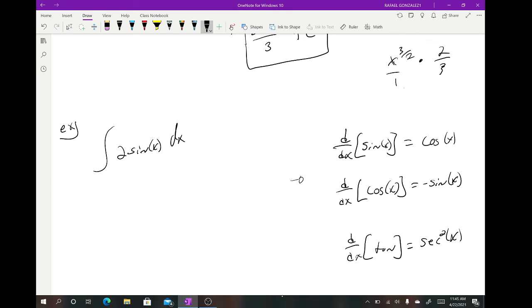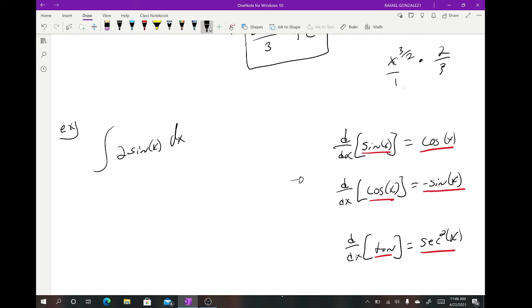Now, why do we write them? Because remember that the antiderivative is just what came before it. So what is the antiderivative of cosine of x? Sine of x. What is the antiderivative of negative sine of x? Cosine of x. What is the antiderivative of secant squared x? Tangent of x. So now we have a few things that we can work with.